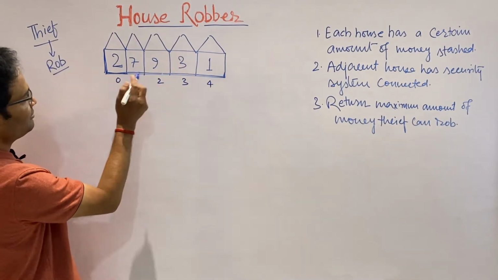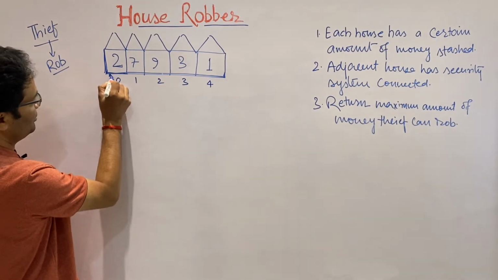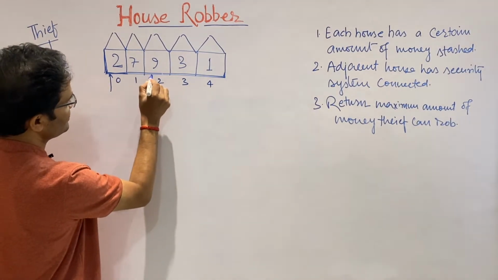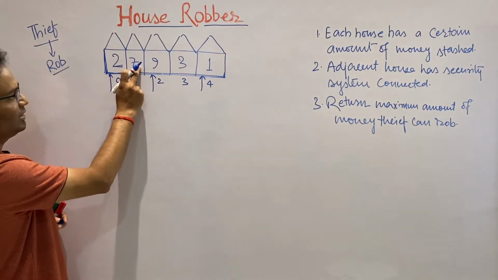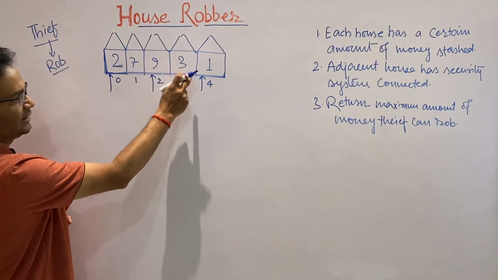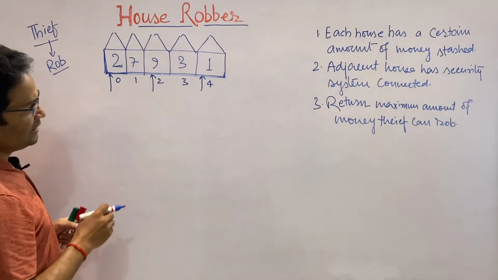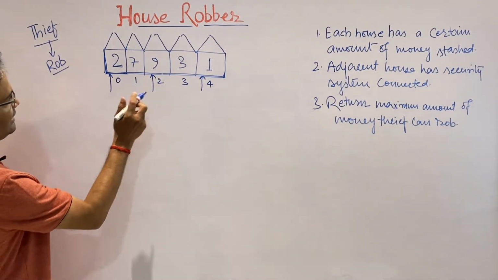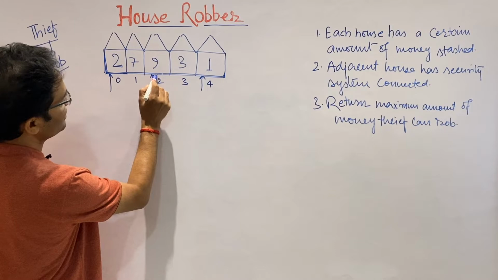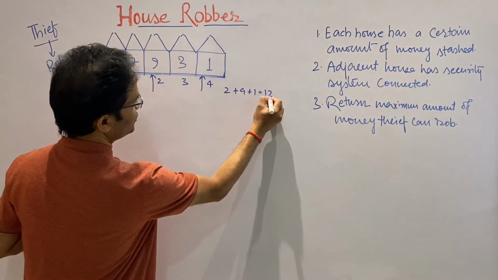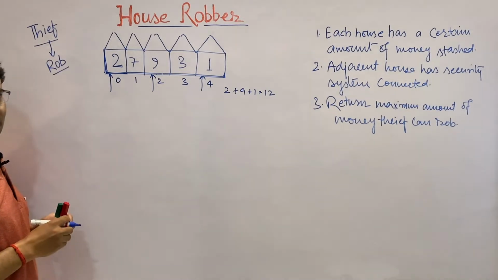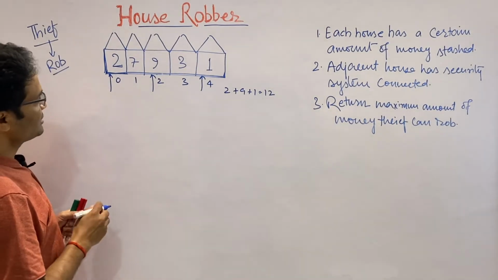So the maximum possibility is he can rob this house, after that this house, and after that this house. Because the others are adjacent houses, he cannot rob them, and this one is adjacent to the 9, so he cannot do that. So in this way he can take the maximum 2, 9, 1. So 12 is the amount of money he can rob, right? But other possibilities are there.